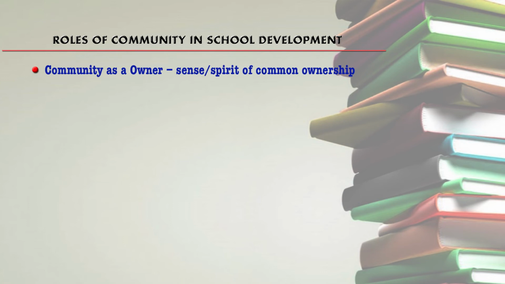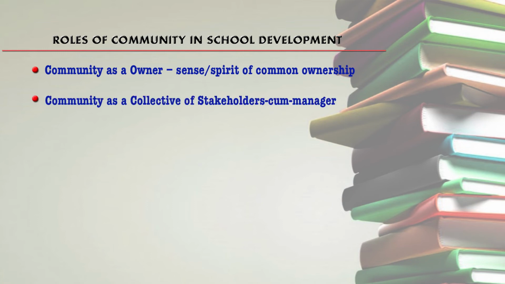Community can act as an owner. In this case, it can have the sense or spirit of common ownership of the school. They should not think that the school is different from them, that it is some others'. No, it is the property of the entire community. So, they all own it. Next is community as a collective of stakeholders, or managers, because it belongs to all of them. All of them have a stake in the school, and they all should be involved in managing the school.